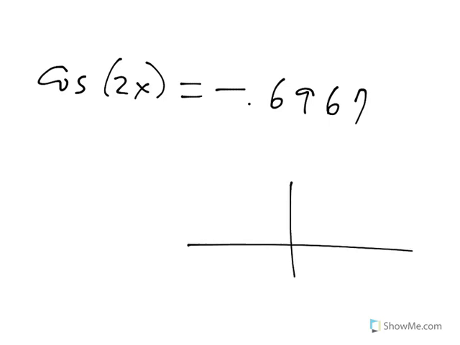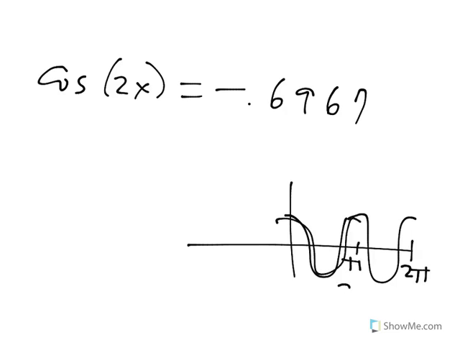Now, if I put my calculator into radian mode, and just to give you a feel for what's going on, cosine 2x looks like this, where this is 2 pi, where two cosine cycles is pi. And that pi is about 3.14, and here's about 6.28. So cosine 2x equals negative 0.6967 is going to have 4 answers between 0 and 2 pi. They're going to be like here, here, here, and here, maybe around 1, 2, 4, and 5. So we're expecting 4 answers around 1, 2, 4, and 5.